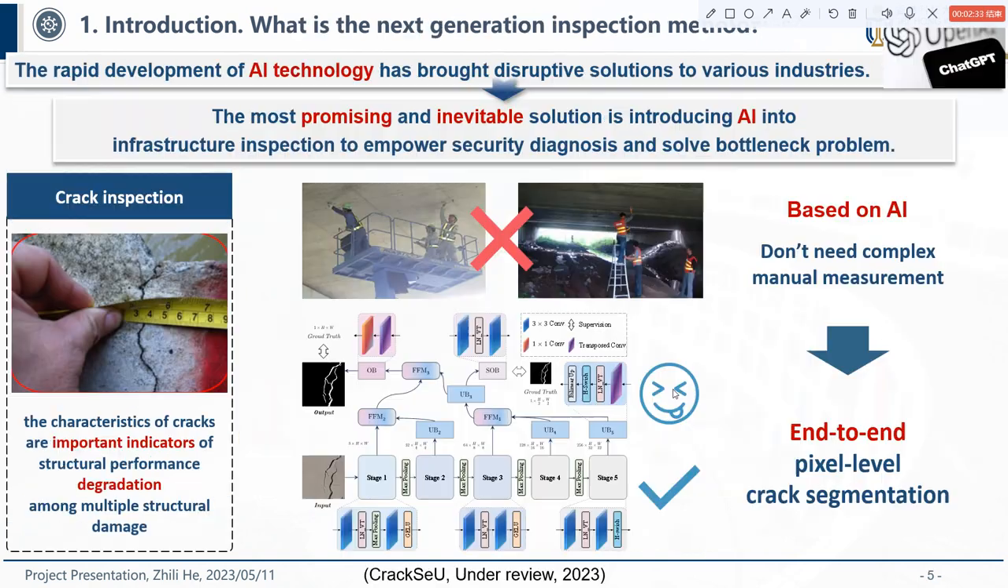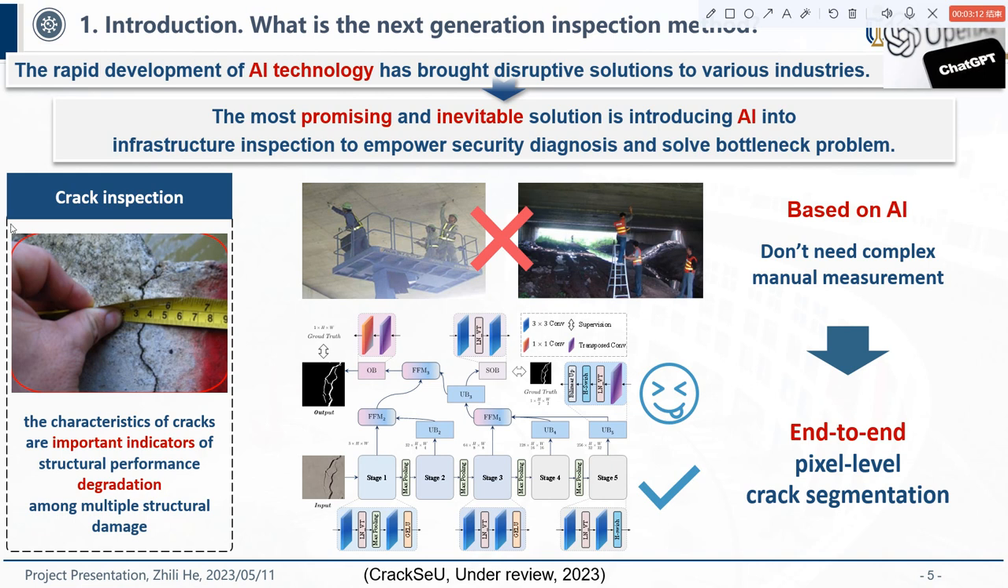a new generation of accurate, intelligent, and convenient security diagnosis technology. So I want to ask, what is the next generation inspection method? We all know that the rapid development of AI technology has brought disruptive solutions to various industries, such as the latest AI products, ChatGPT or GPT-4, developed by OpenAI. I think everyone has already witnessed its magic. So the most promising and inevitable solution is introducing AI into infrastructure inspection to empower security diagnosis and solve the bottleneck problem.